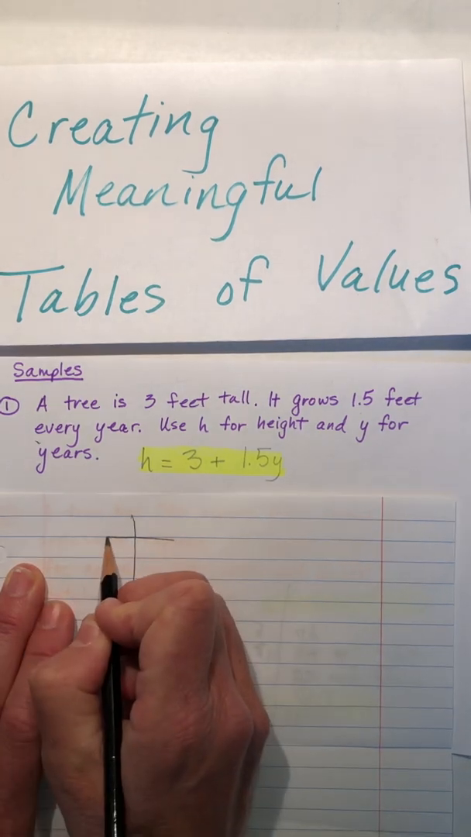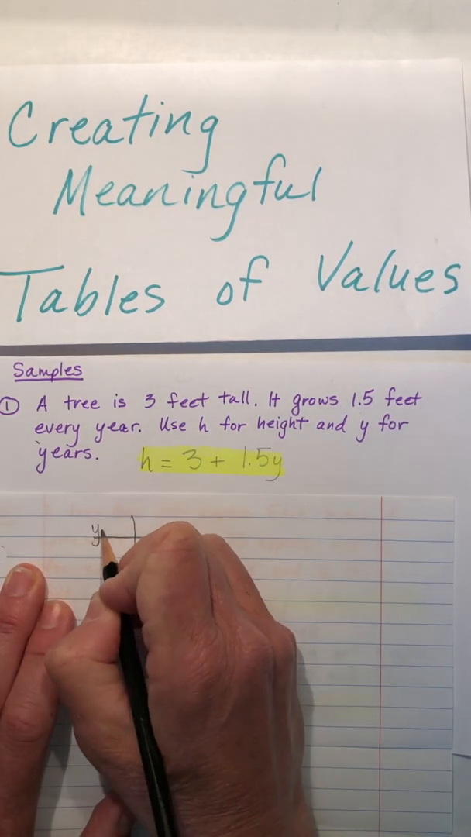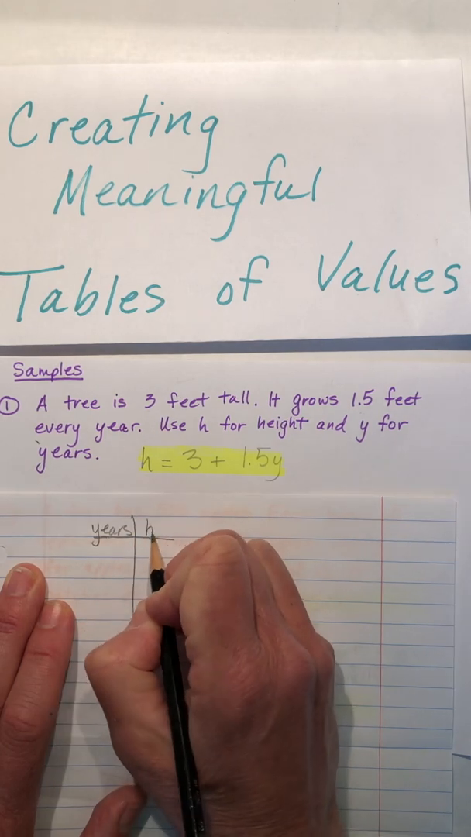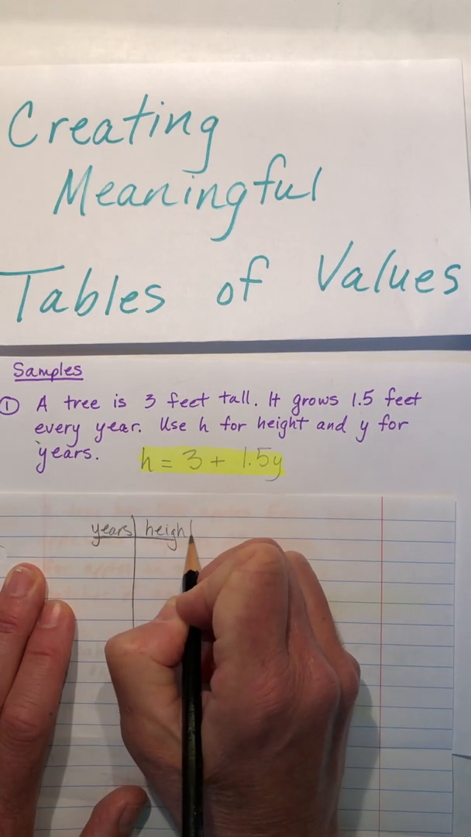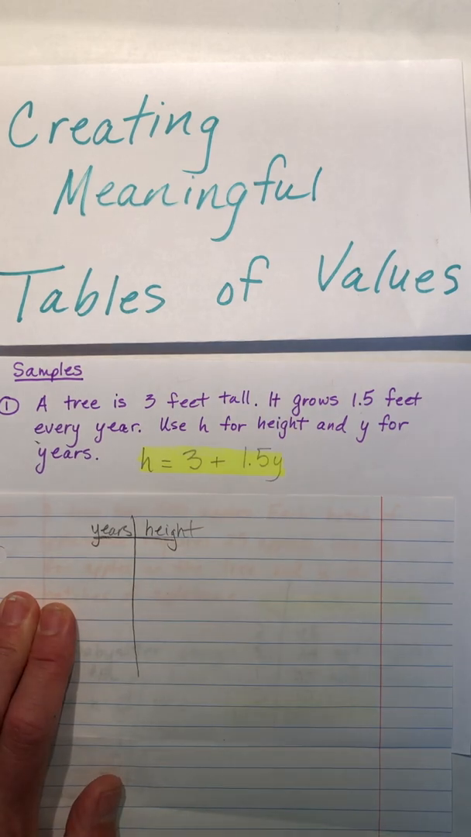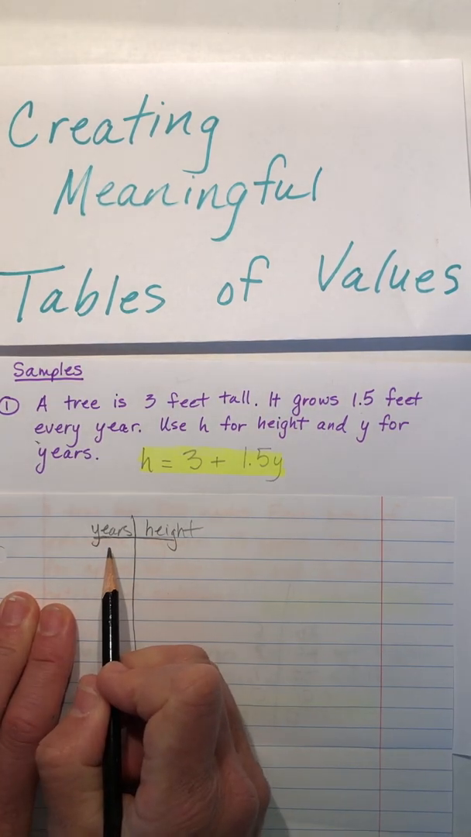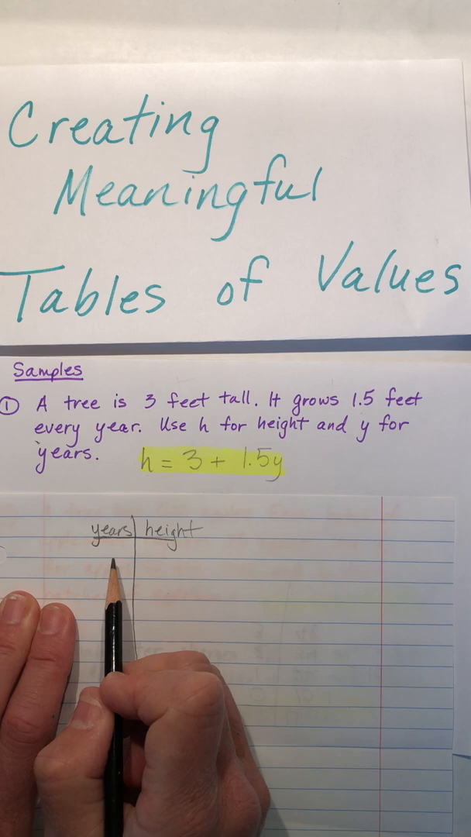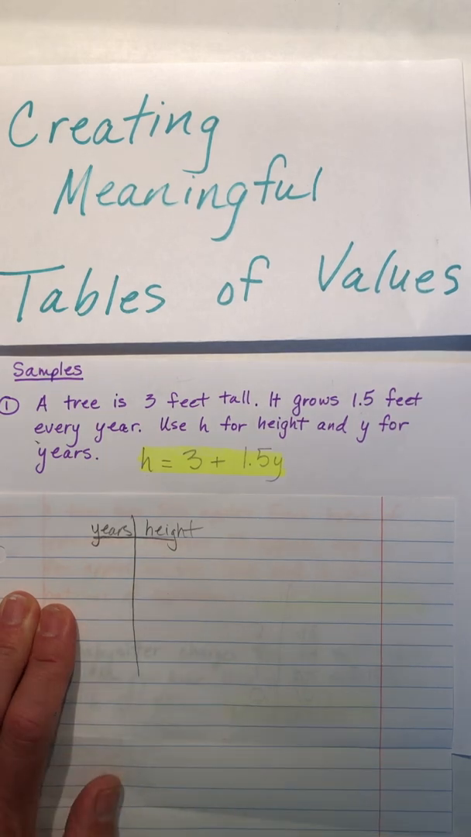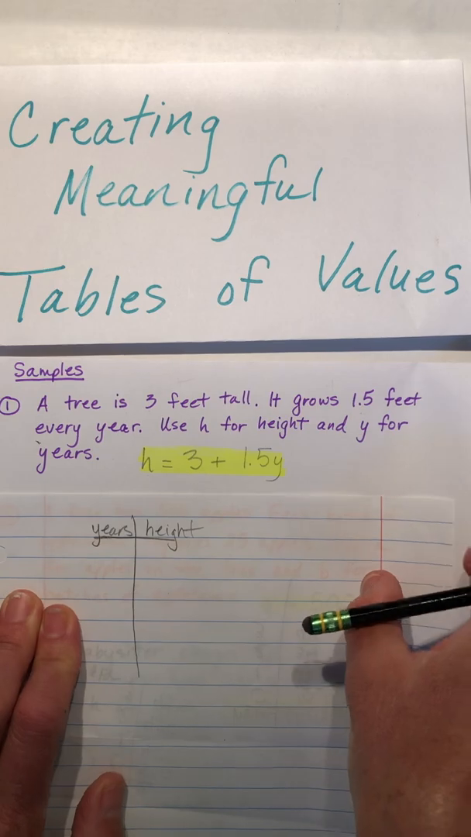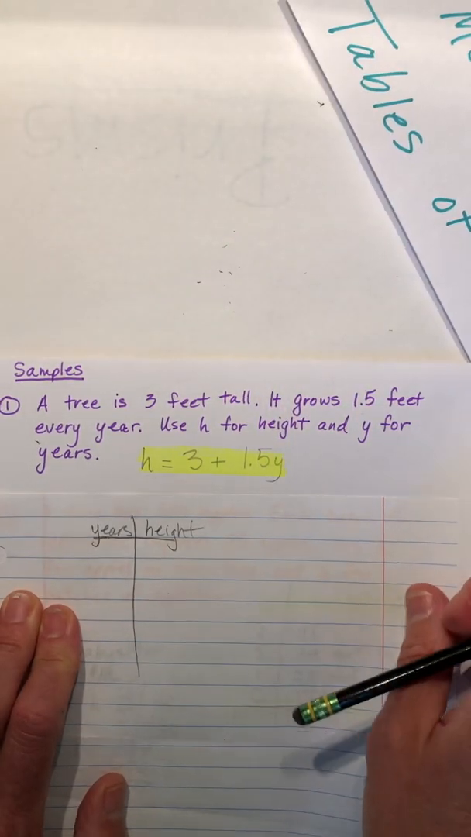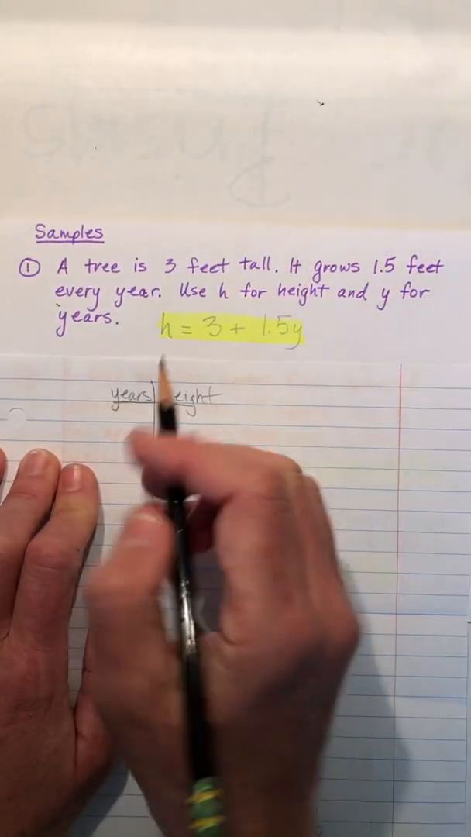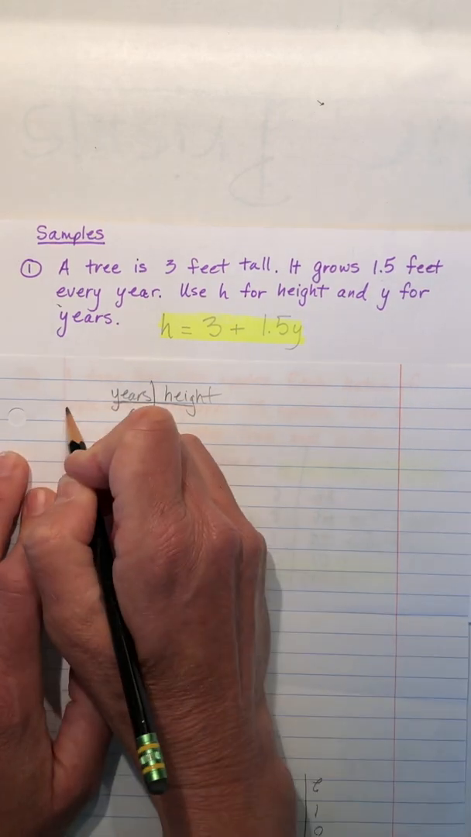And let's do years and height. So can we have -2 years? No, of course not. That would be time travel. We cannot go back in time. Can't have -1. Could we have 0 years? That's kind of a weird concept. But in math, let me scooch this up a little. In math, 0 years means now.